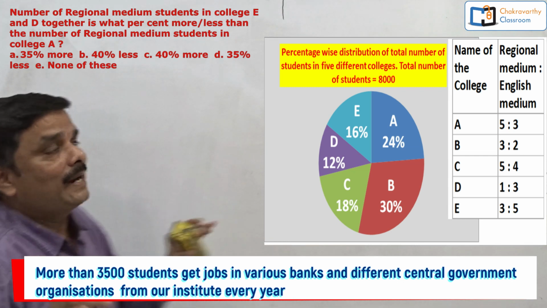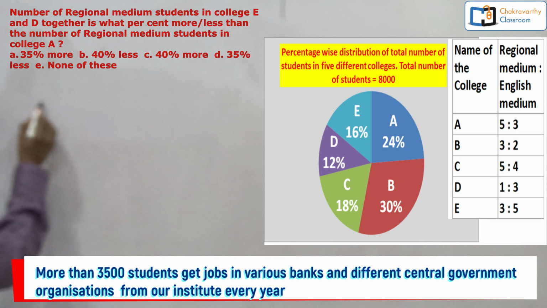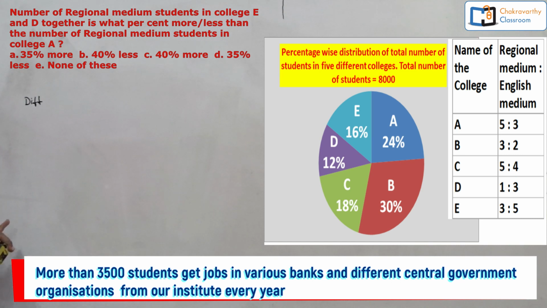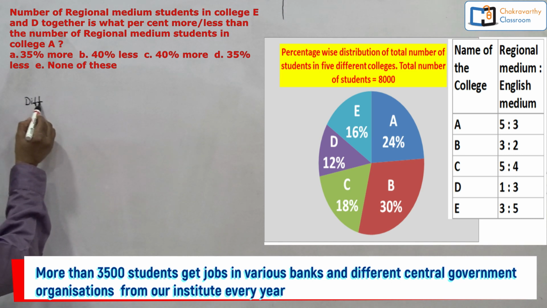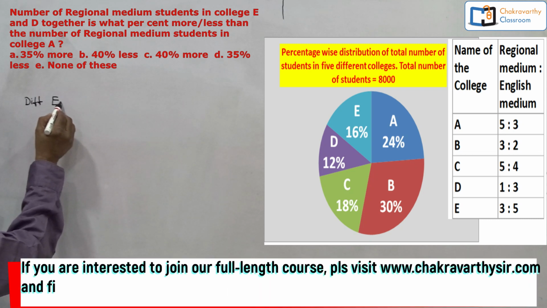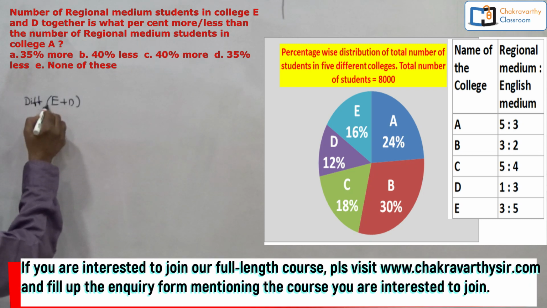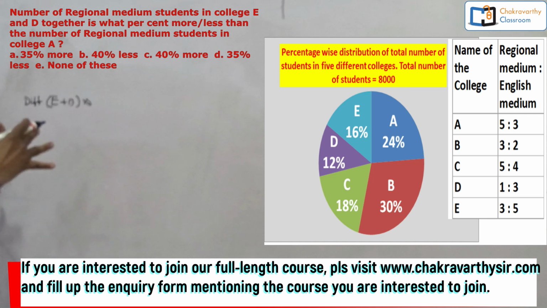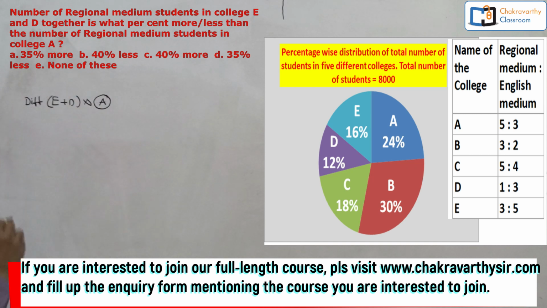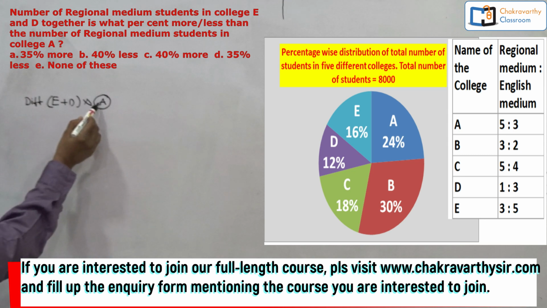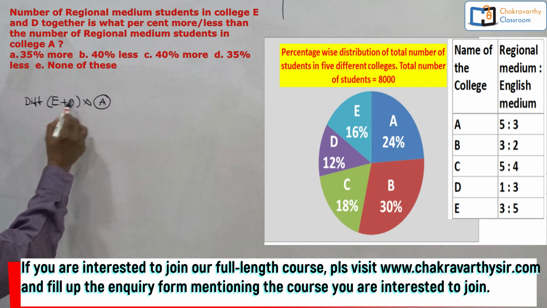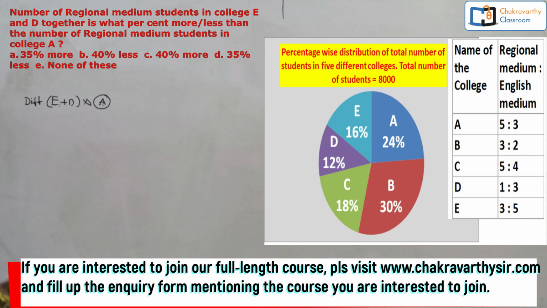Yes or no? For that reason, finally I need to find out in this way: the difference between this is very important, students. The difference between the number of regional medium students in college E and D together and the number of regional medium students in college A. First to find out the difference between these two. If this is more, deduct it from this. If this is more, deduct it from this one. I need to find out the difference.